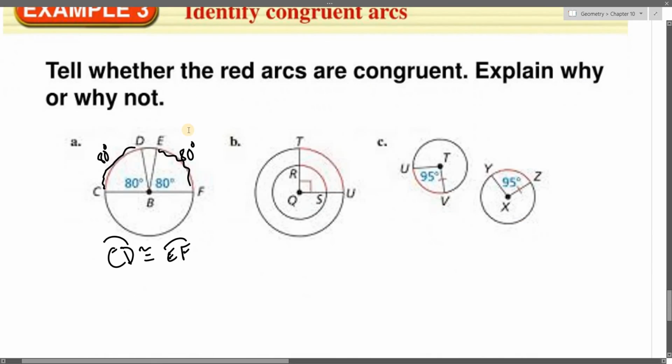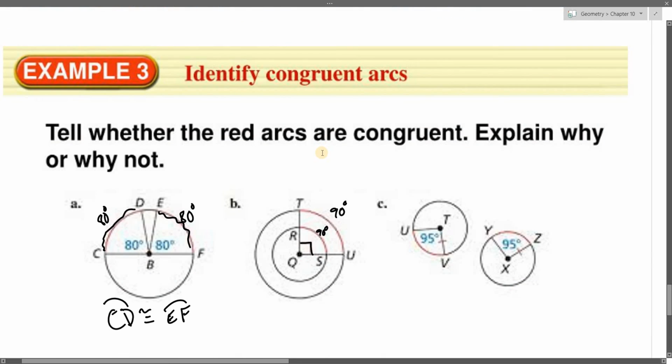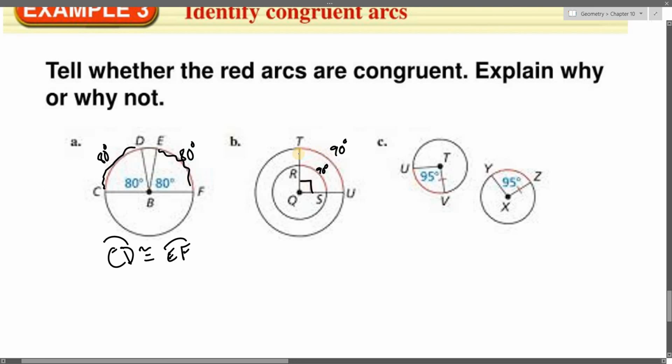All right, let's look at this next one. So what's the measure of these two? Obviously, they're both 90 degrees. All right, but in order to be a congruent arc, and the reason I knew it was 90 was this right angle box, in order to be congruent, they also have to be in the same circle or congruent circles. These circles are not congruent because their radii are different. So if you draw this particular radius, it's not going to be the same as this particular radius. And so the radii are different lengths.